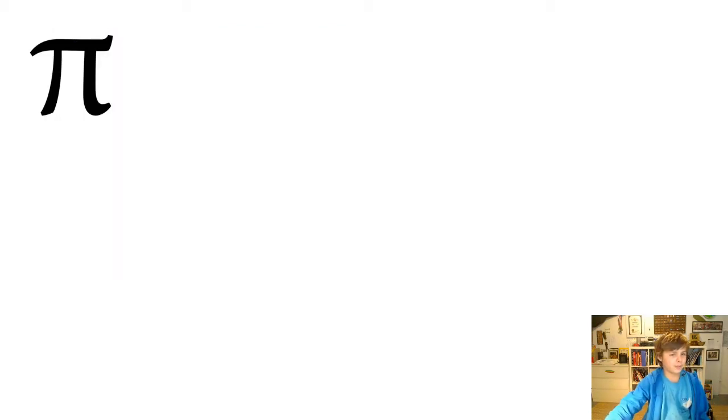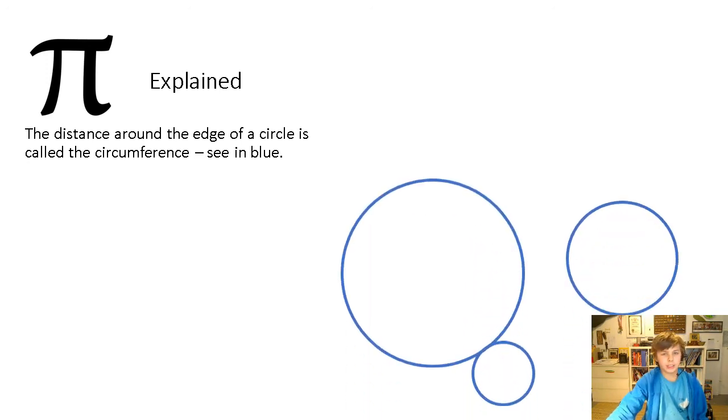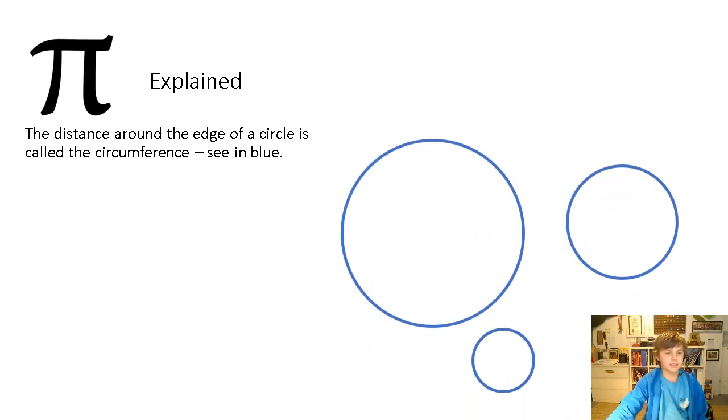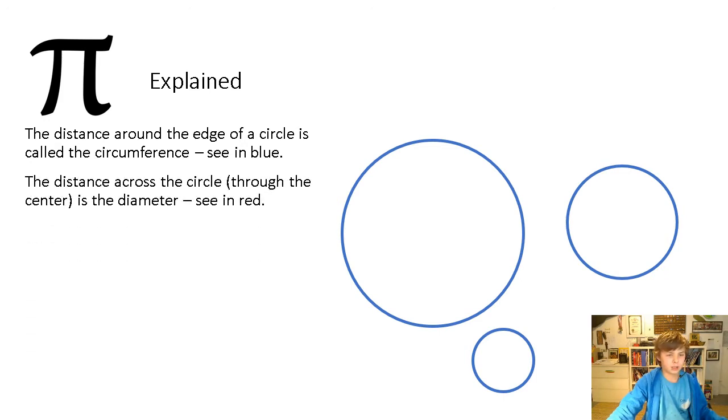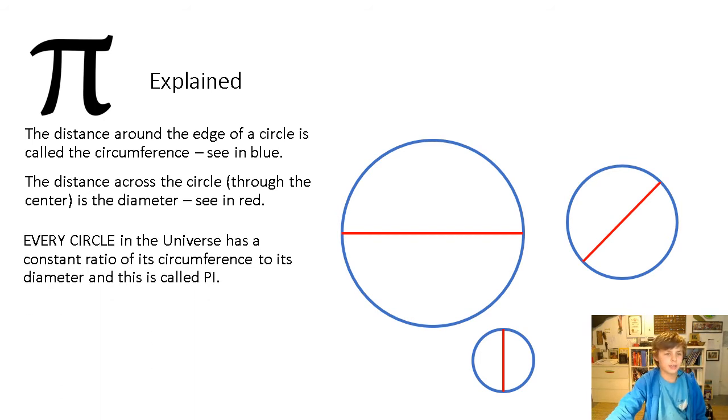We have got the circumference of the circle, but I'm going to explain the relationship between the circumference and the diameter. That is pi. Pi explained. First of all, in order to use pi to find the radius of the Earth, you need to understand what it really is. The circumference is the distance around the circle, see in blue. The diameter is the distance across a circle, see in red. Every circle in the universe has the ratio of its circumference to its diameter.